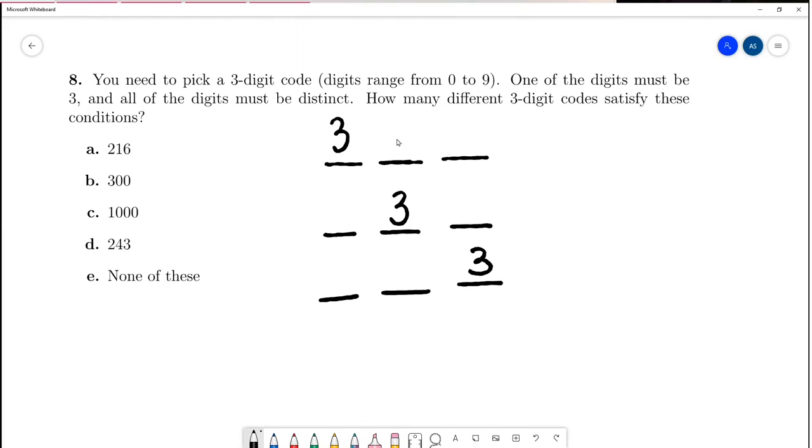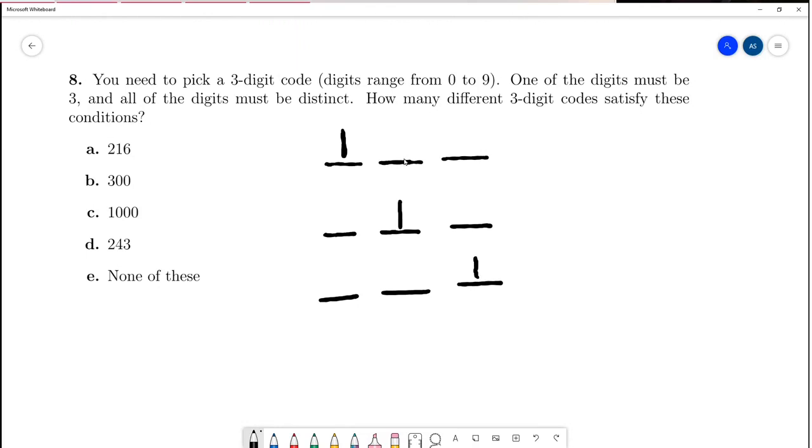So I think I need to rewrite this a little bit. Instead of writing the number 3, what I want to do is write the number 1. The reason I'm writing the number 1 is because that's only one choice. I'm counting the number of options for that position. So if I put a 3 in that first position, that is the only choice for that position, so that's a 1. And I can have the 3 in the second position or the 3 in the third position.